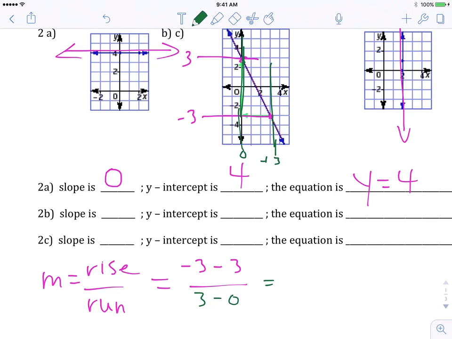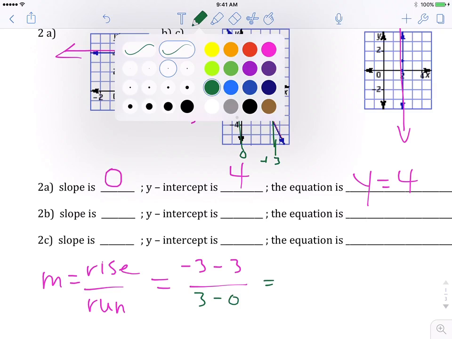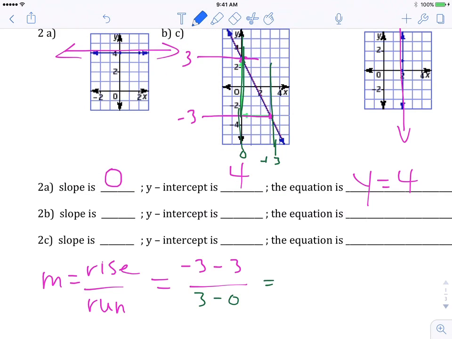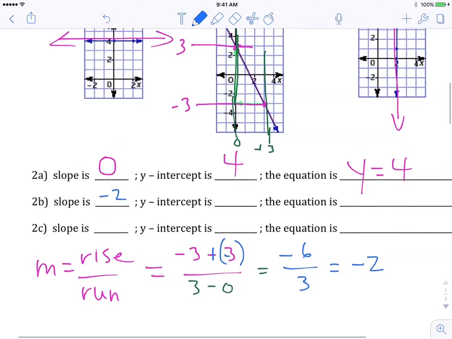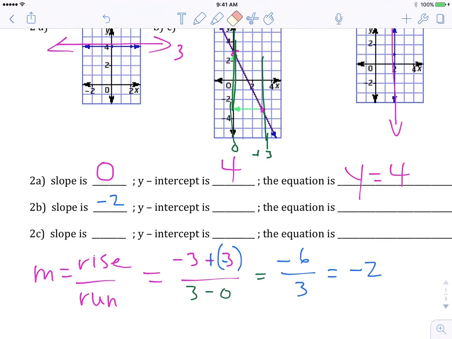So we end up with negative 3 minus 3, and you'll recall that when you are subtracting integers, you change subtraction to addition and change the following integer to its opposite. So we really have negative 3 plus negative 3, which is negative 6. And 3 minus 0, of course, is 3, and we can reduce that to negative 2. So we know our slope is negative 2. Another way of doing that, and you may find this way easier, so if that was too confusing for you, please follow along here.